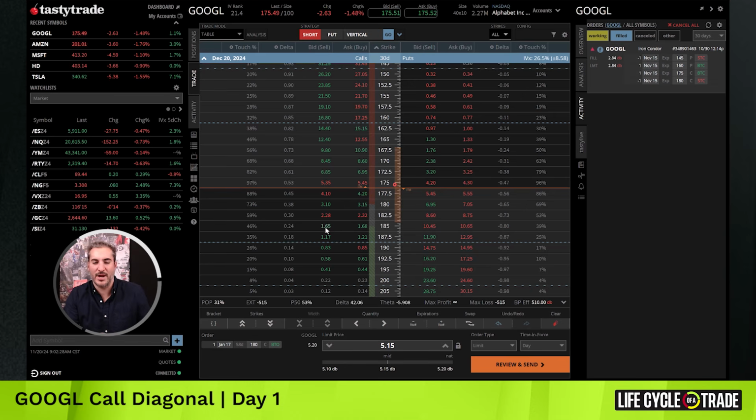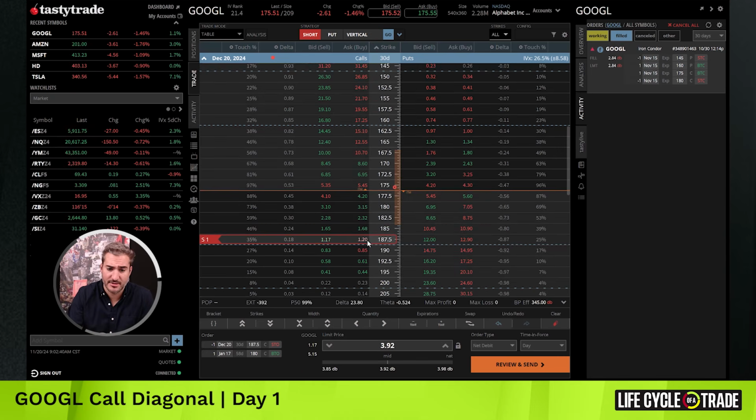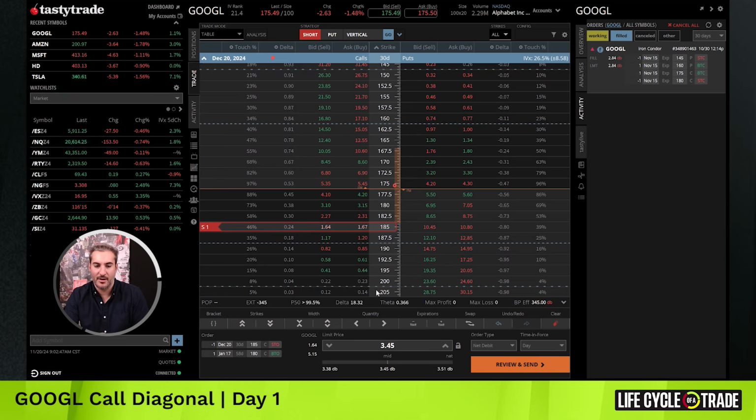I think I'm going to go to the 185 just to flatten this delta out to get it more towards 20. So for me, I want to set these up with around 20 long or short delta if you do this to the downside. If I went to the 187.5, I'd have a little bit more delta than that. So I'm just going to defer to the 185 here. Do this as a $5 wide call diagonal spread.